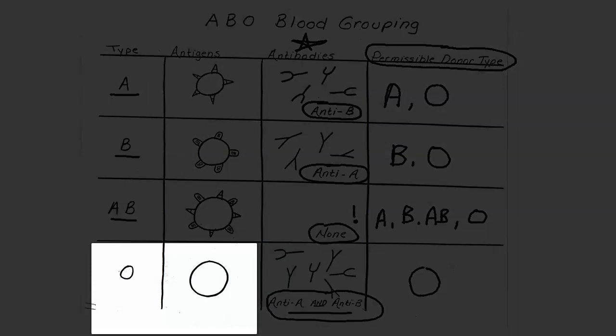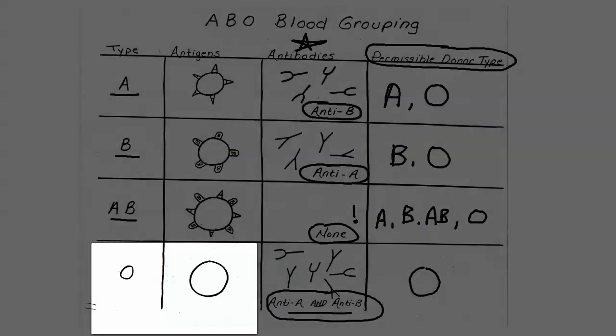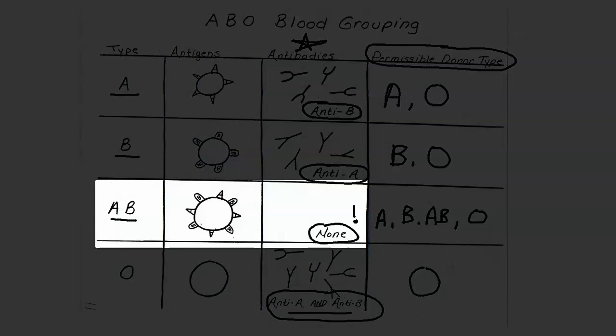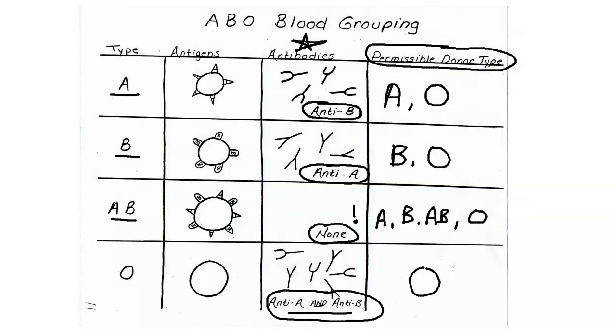Because type O blood doesn't contain antigens on the surface of the red blood cells, that type of red blood cell can be given to any type of recipient, regardless of the type of antibodies they're producing. That's why type O is known as the universal donor. At the same time, take a look at type AB blood. Because they don't produce any antibodies, they could receive anything, theoretically. And that's why type AB blood is considered to be the universal recipient.